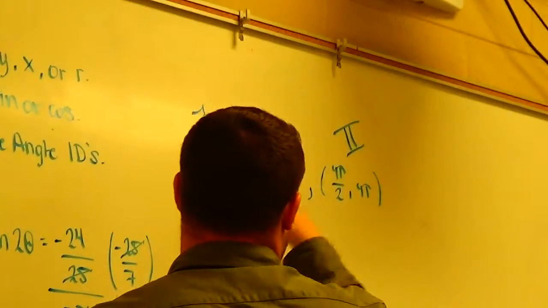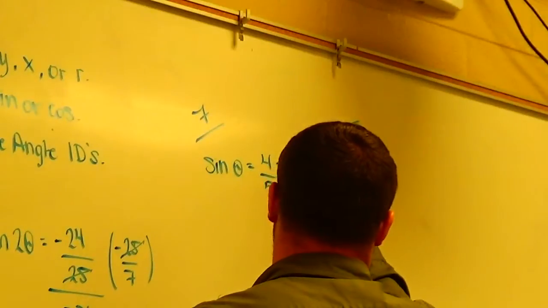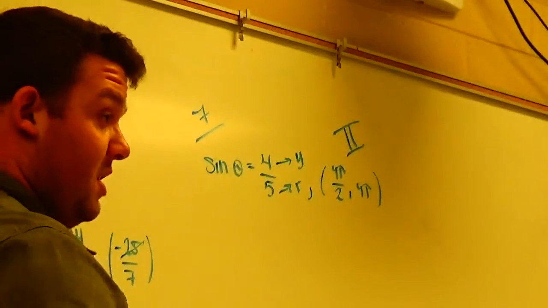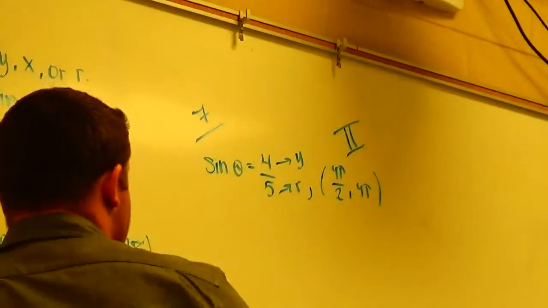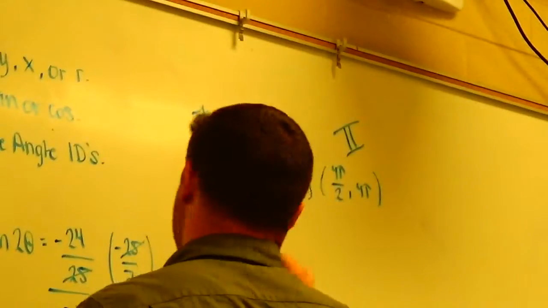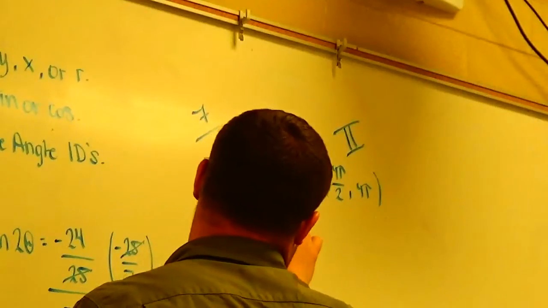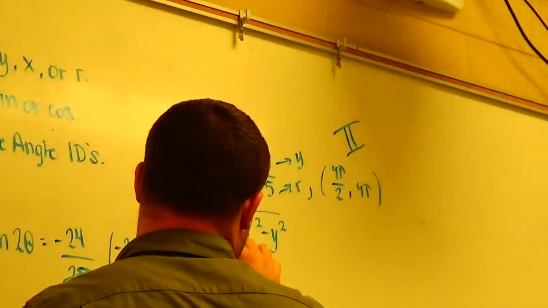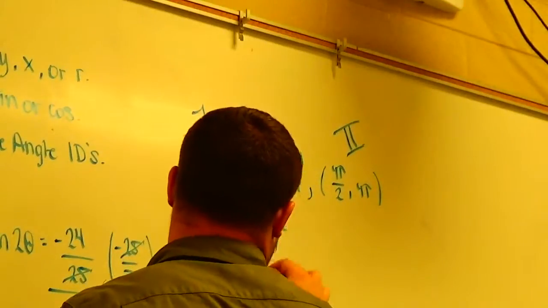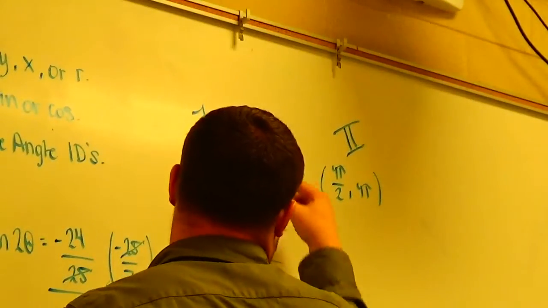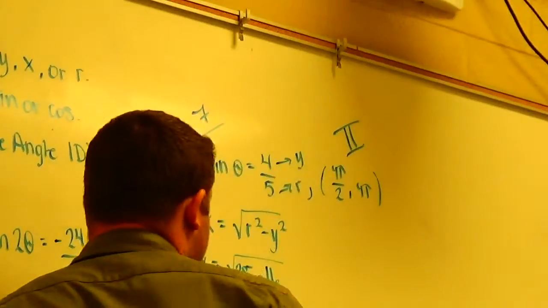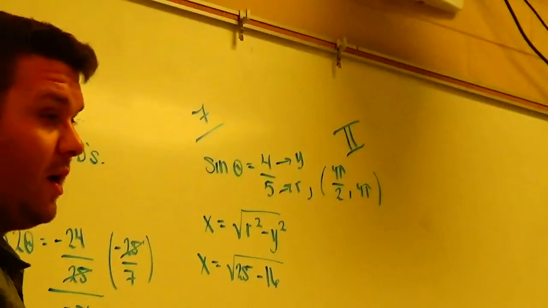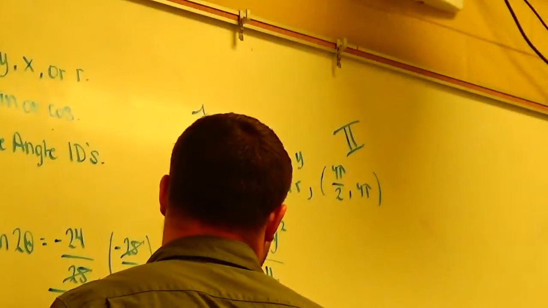Since this is sine, we know y and we know r. So the first step tells me what I have to find, in this case, x. So manipulate the r formula: x equals the square root of r squared minus y squared. So x equals the square root, r is 5 and y is 4, so 25 minus 16. What's 25 minus 16? 9. And the square root of 9 is 3.